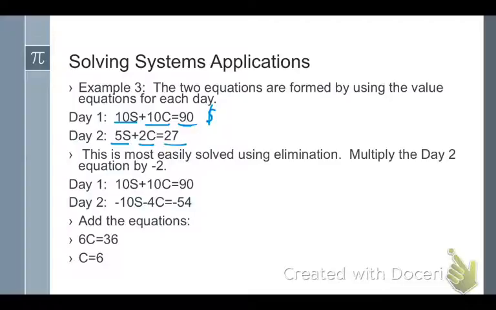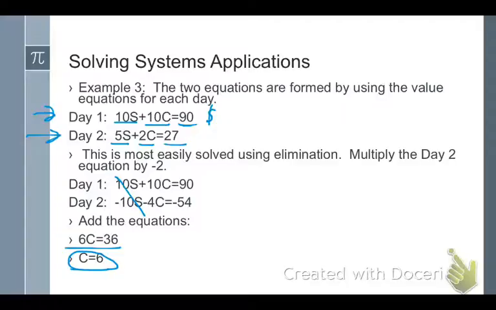Now this one you might want to solve by elimination. The 2 equations come from the 2 different days in this case, and they look very similar. So I multiplied the day 2 equation by negative 2. That made that a negative 10. The 2 became a negative 4. And the 27 became a negative 54. Very important you remember to multiply the right side. Then I add the 2 equations, and when I add them, these are going to go away, and I'm going to get 6C equals 36. Divide both sides by 6, and I get C is 6.